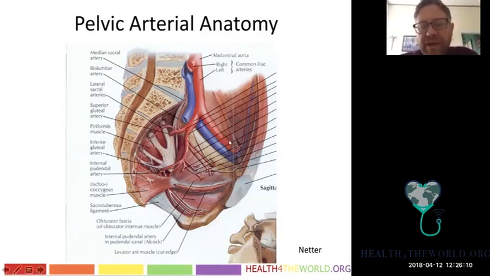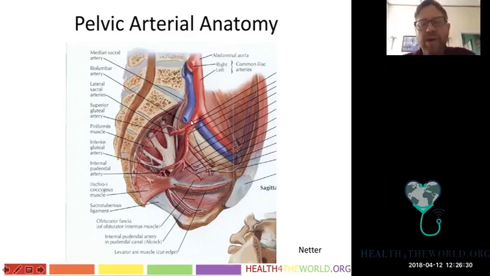The deep circumflex iliac artery is usually not important, but sometimes it is when you have blockage and occlusion. Other times it's important in trauma because it can be injured with iliac wing fractures. All right, moving on to the internal iliac artery, which is right here.